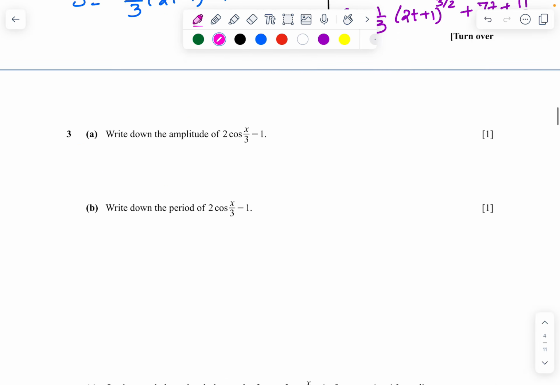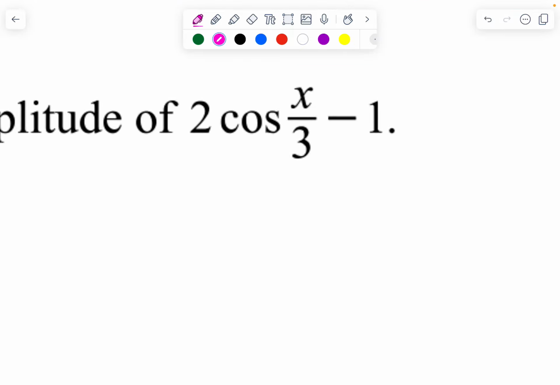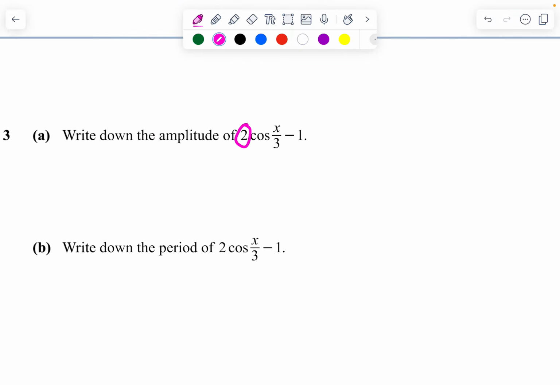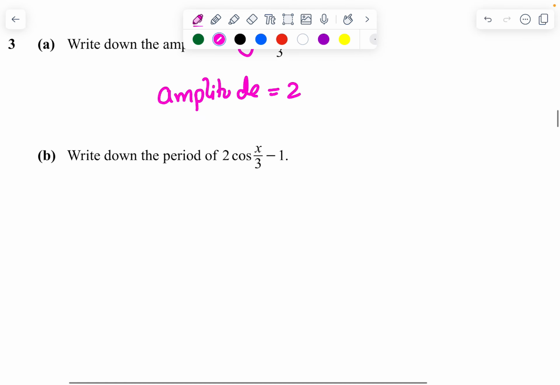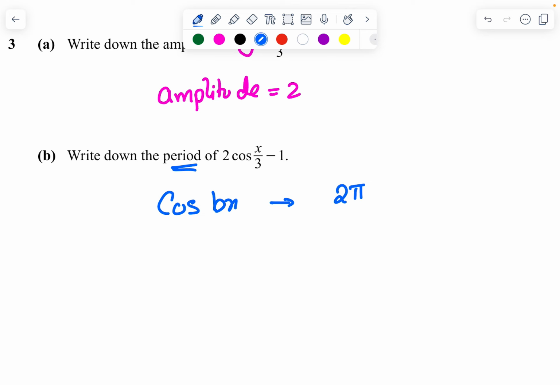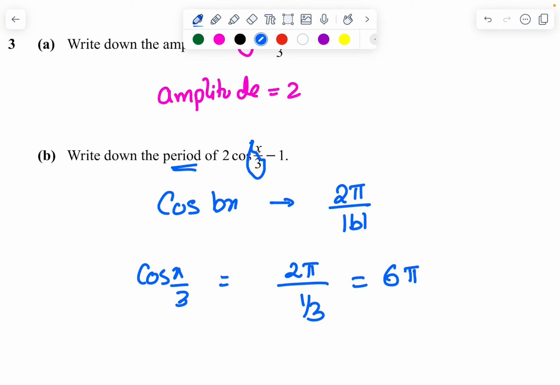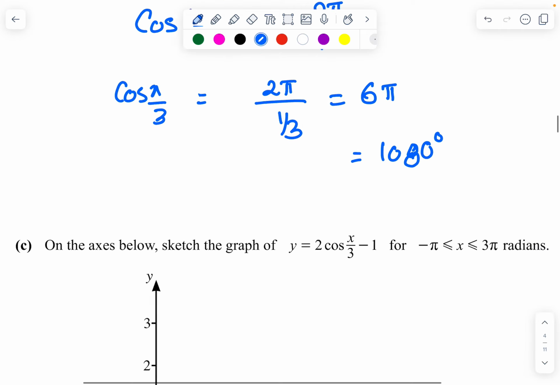Coming to question number 3. Write down the amplitude. So amplitude will always be this 2. The first number is going to be the amplitude. So I'm going to write amplitude equals 2. Period for cos bx is 2 pi by absolute value of b. Over here b is 1 upon 3. So for cos x by 3, period is going to be 2 pi by 1 upon 3, which is 6 pi. Or you can write it as 1080 degrees.